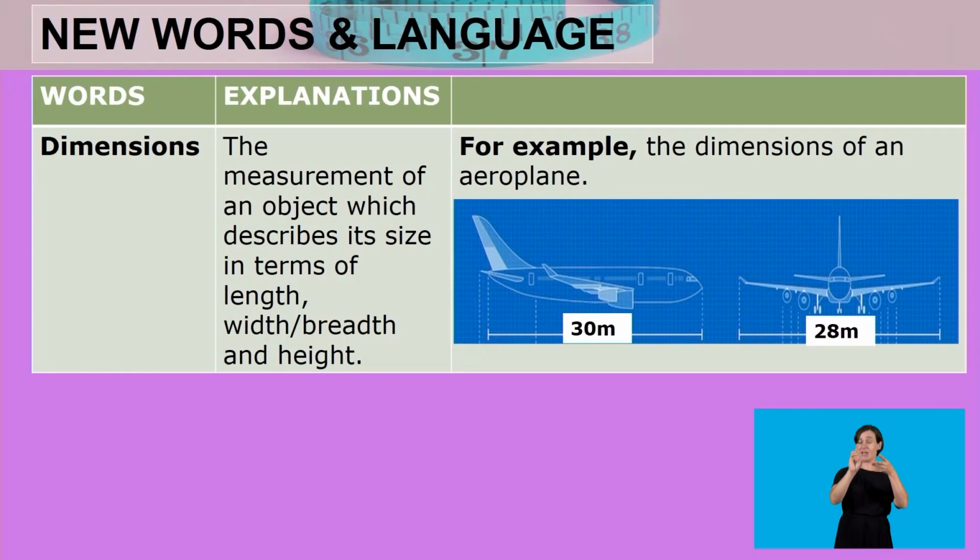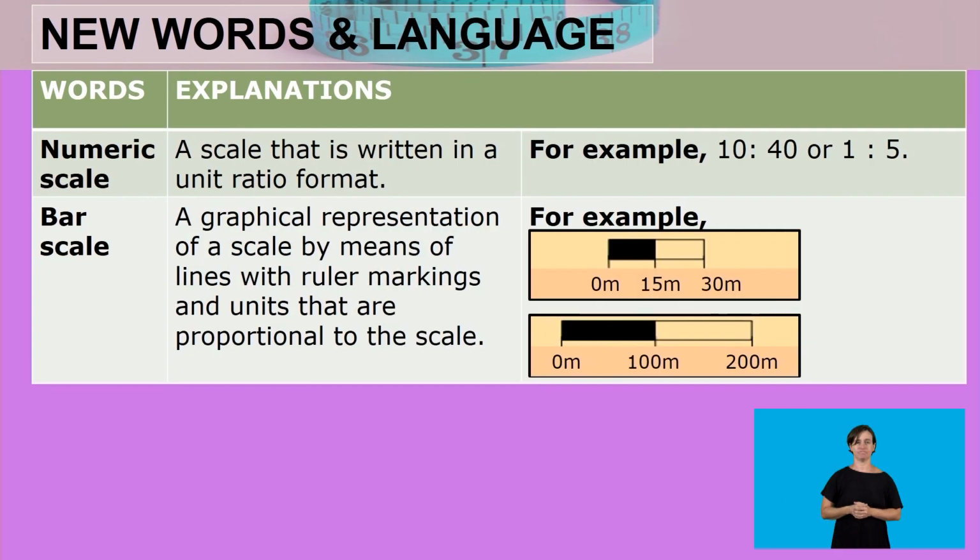Then dimensions. The dimensions are the measurements of an object which describes its size in terms of the length, the width, the breadth, and the height. For an example, the dimensions of an aeroplane, it has a length of 30 meters and it also has a width of 28 meters. Numeric scale is a scale that is written in a unit ratio format. So it's written in the form of a ratio, but it should be a unit, like 1:5. Normally we represent it as a unit ratio where it's 1:something all the time.